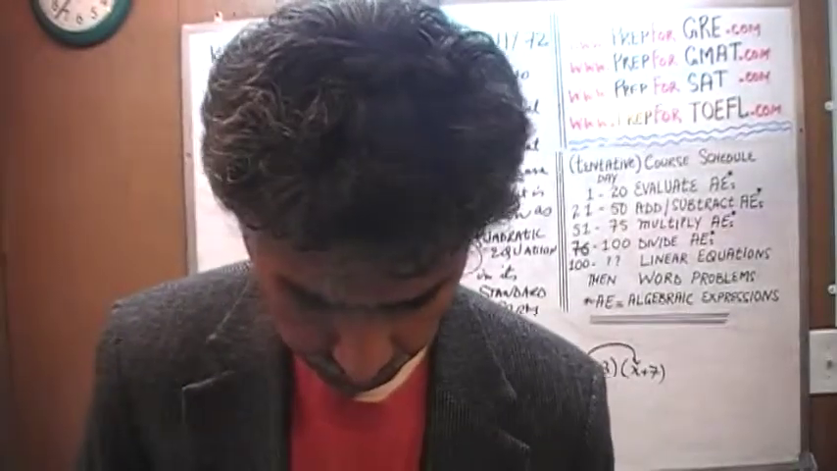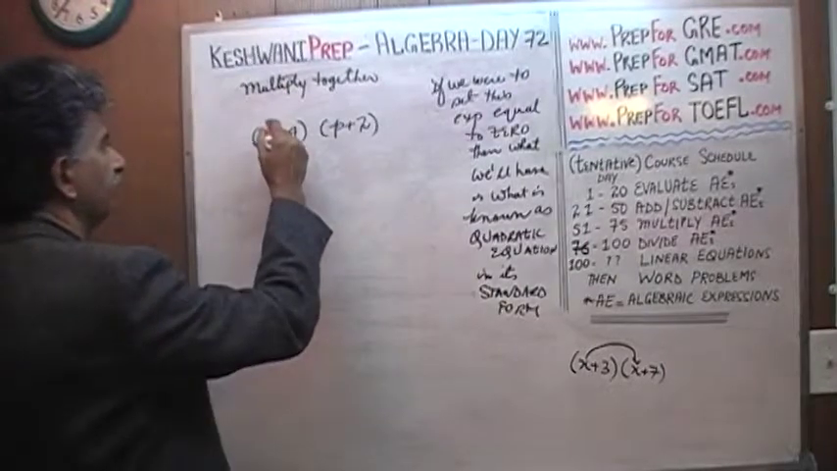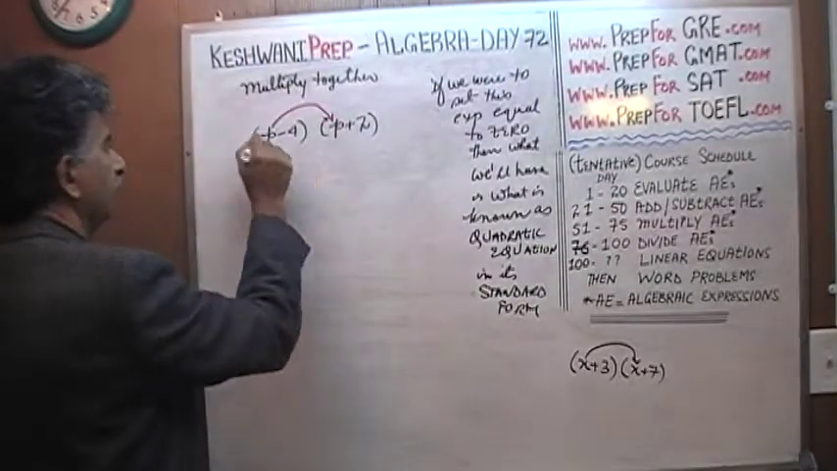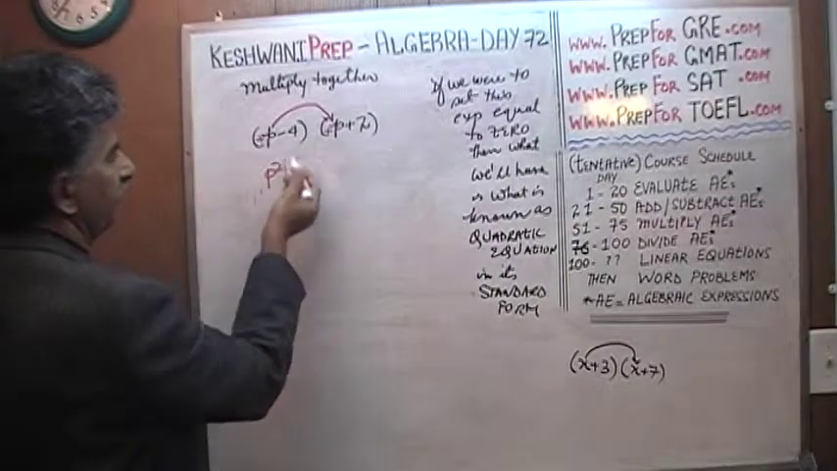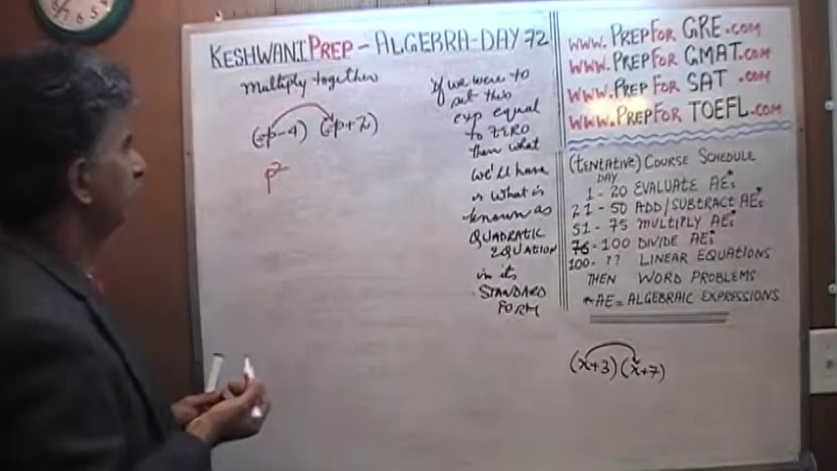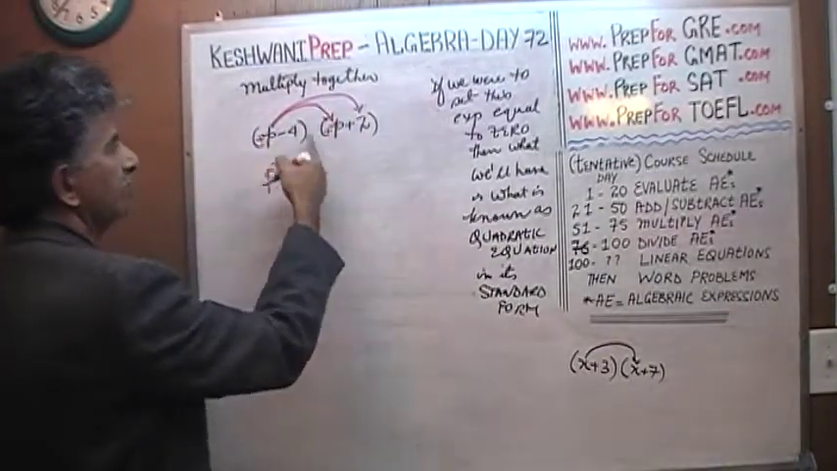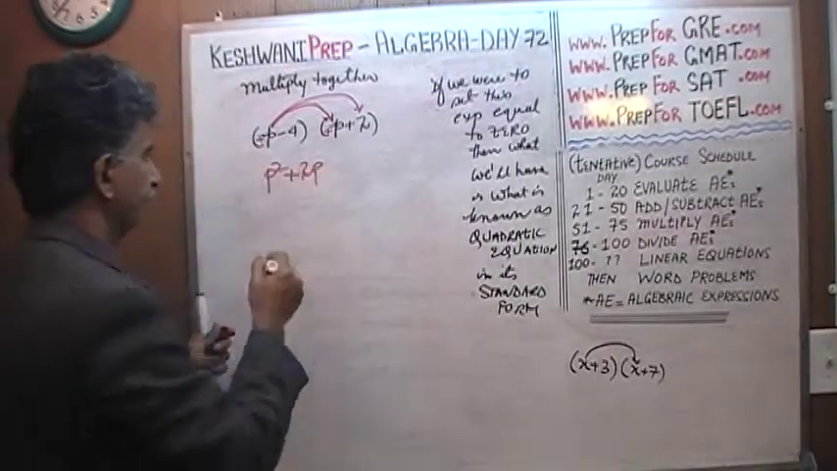P minus 4 and p plus 2. So first we have to multiply this one here. P times p is p squared. Now this p has a positive sign in front of it, and this p has a positive sign in front of it. Positive times positive is just positive. Then we go to this one here. P times positive 2 is going to give us positive 2p.